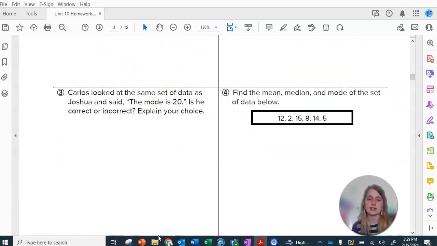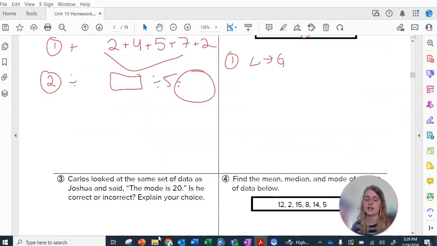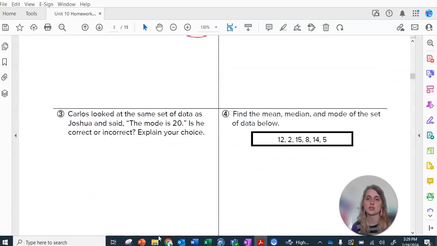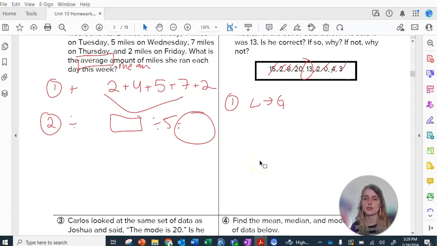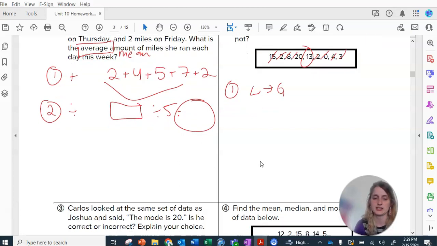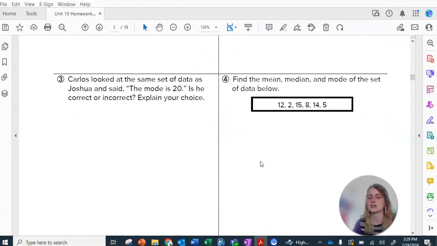Carlos looked at the same data set as Joshua, back up here, and said the mode is 20. So we're going back up here to look at this one from Joshua, and we're looking for the mode, the most common number. I see a 20, but I think that Carlos is thinking about maximum, because 20 looks like the biggest number. Mode is the number you see the most often. I see a repeat. That would be the mode, and it's not 20. So he is incorrect. Tell me why. Tell me what the real mode is.